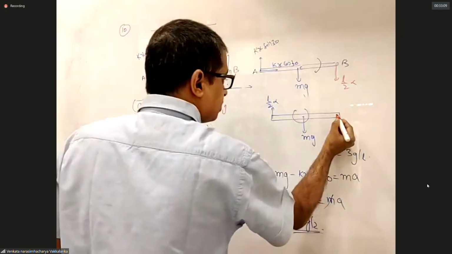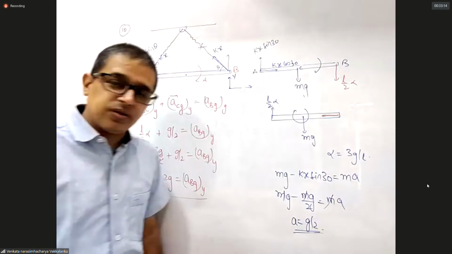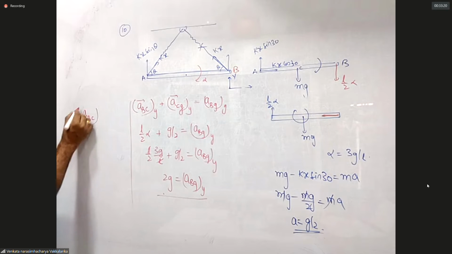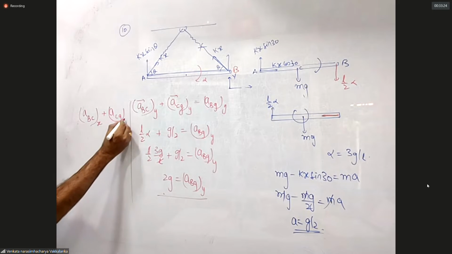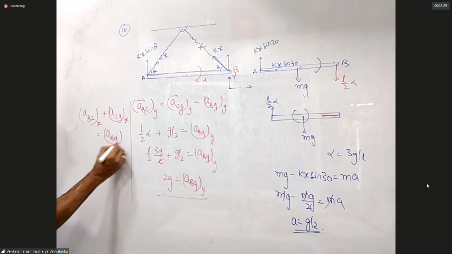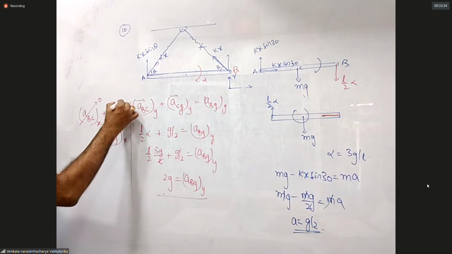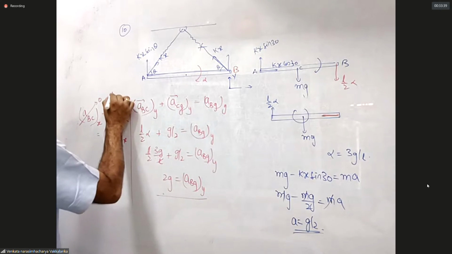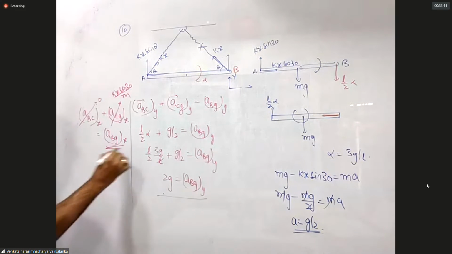Now along x-axis, acceleration of B with respect to center of mass along x-axis. Have a look, same logic. Acceleration of B with respect to center of mass along x-axis plus acceleration of center of mass with respect to the ground along x-axis should be acceleration of B with respect to the ground along x-axis. And this will be acceleration of C with respect to the ground along x-axis, which is kx sine 30 by m. So we get this particular value.